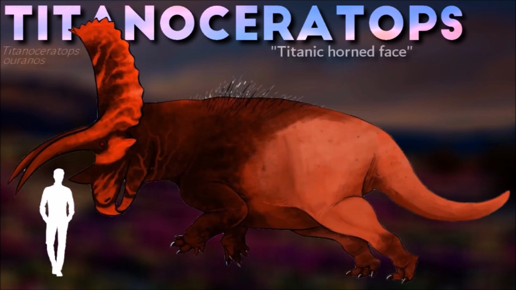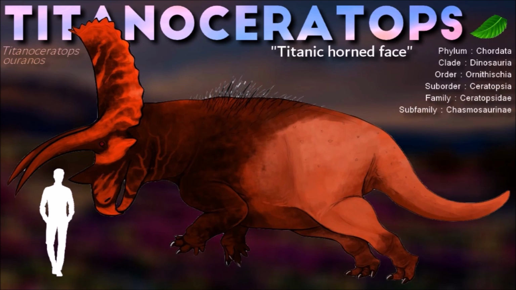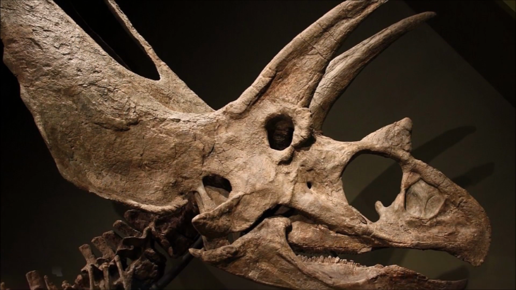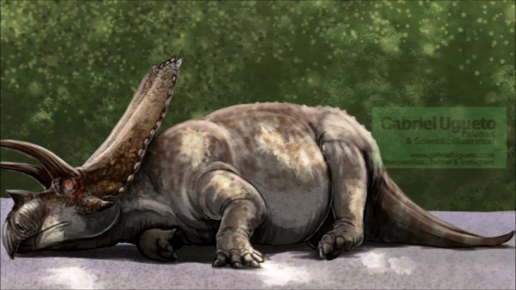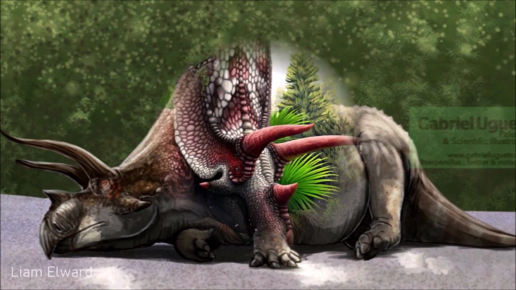Because of the size of the skull, Titanoceratops is thought to have been comparable to the world-famous ceratopsian dinosaur Triceratops. Because of its huge size, Titanoceratops probably did not have to worry too much about attack once fully grown.